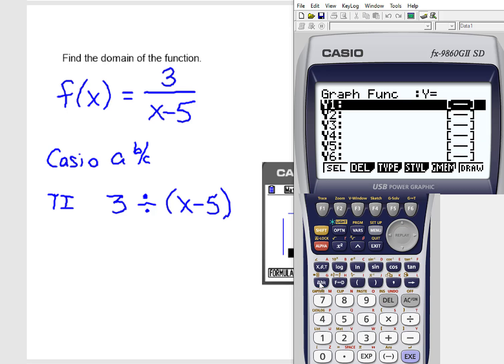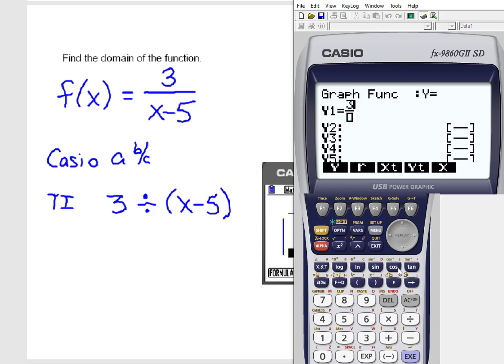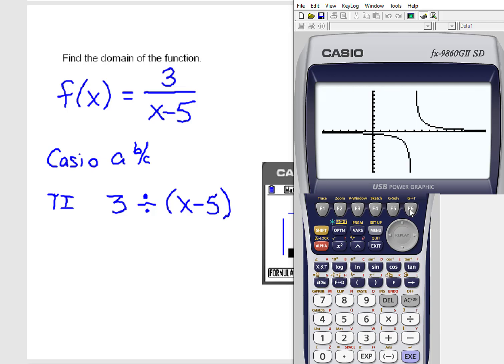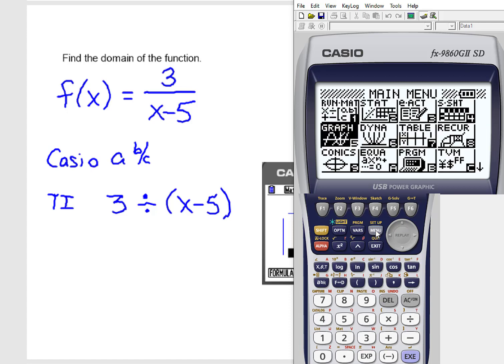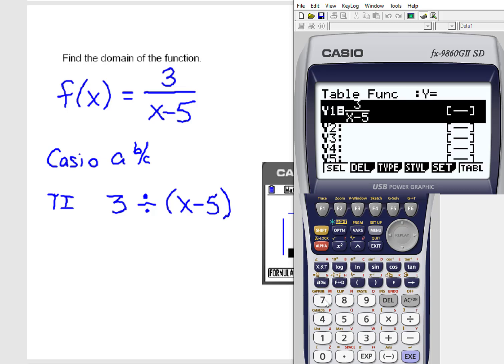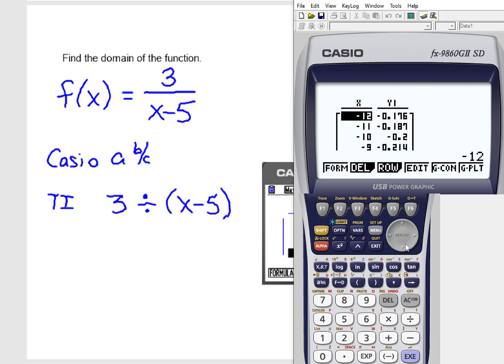Okay, so we'll do fraction, 3 up top, x minus 5 in my denominator. Draw it out. Okay, we get that same picture, right? This is in my graph, but if I go back out to my menu, so press menu, and I press 7 for table, and then F6 to actually see the table, it starts me at negative 12. I don't need all of that.